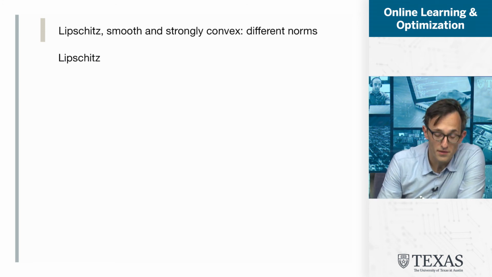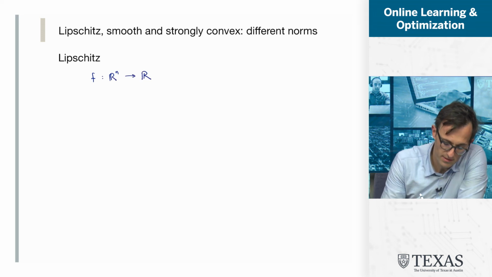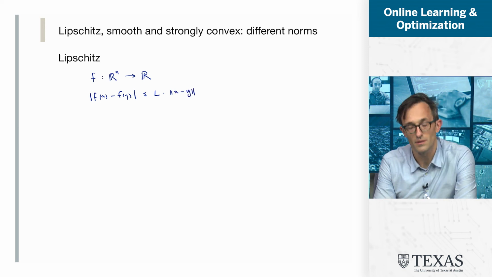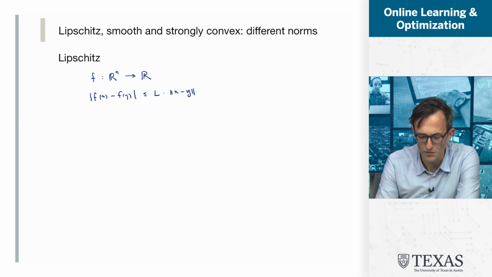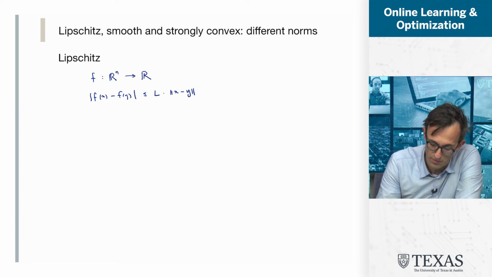So our definition of Lipschitz, remember, if f is a function from Rn to R, we say that f is Lipschitz with constant L if the absolute value of f of x minus f of y is upper bounded by L times the norm of x minus y. Everything that we've used so far has had a 2 norm here, but now I'm allowing this to be an arbitrary norm.